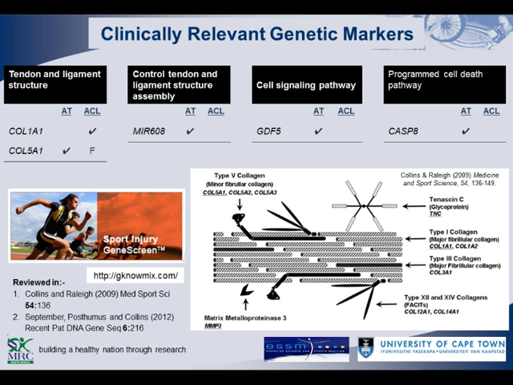Particularly with Achilles tendinopathy. MIR608 interestingly binds to a region within the COL5A1 gene. We've also found polymorphisms associated with Achilles tendinopathy within the GDF5 gene, which encodes a component functioning in the cell signaling pathway. And we've also found 2 polymorphisms within the caspase-8 gene, which is involved with programmed cell death and apoptosis. So all these, we hypothesize that each and every one of these proteins plays a role in fibrillogenesis.